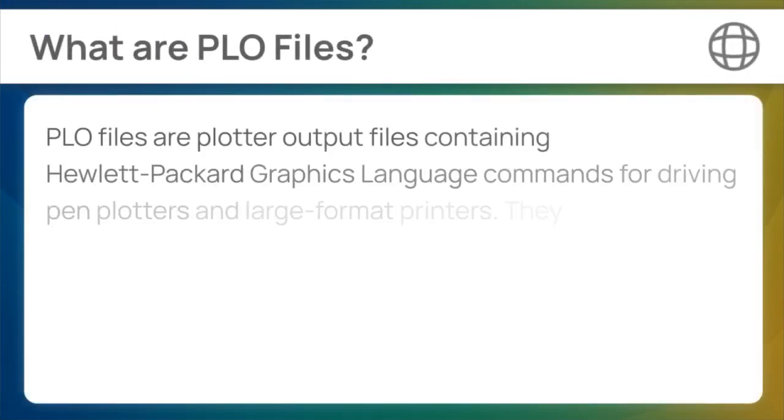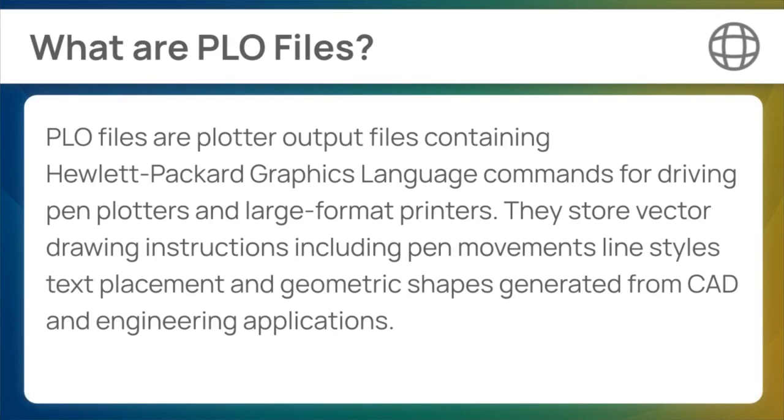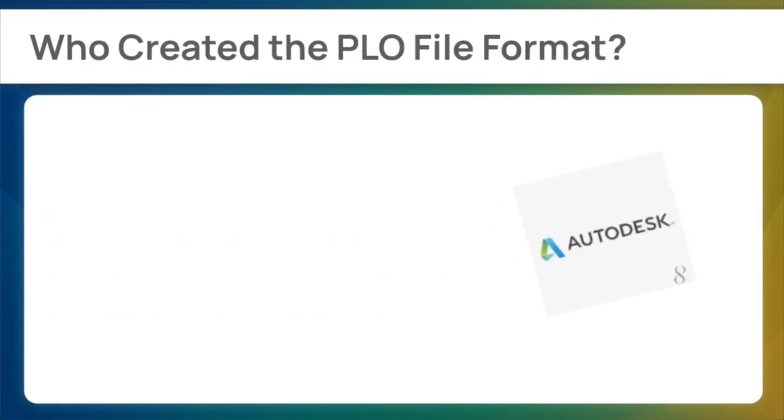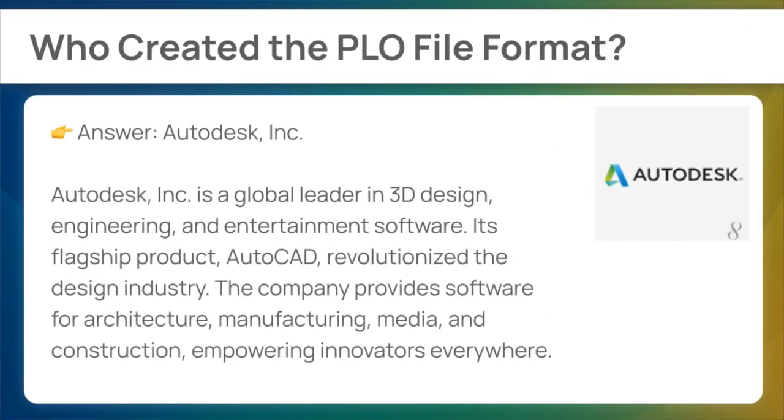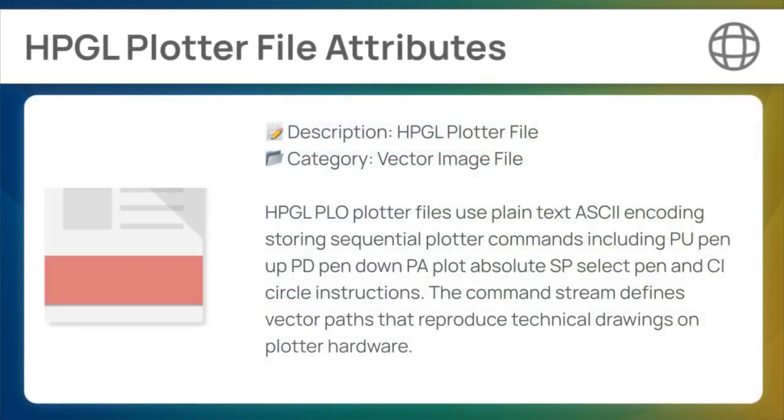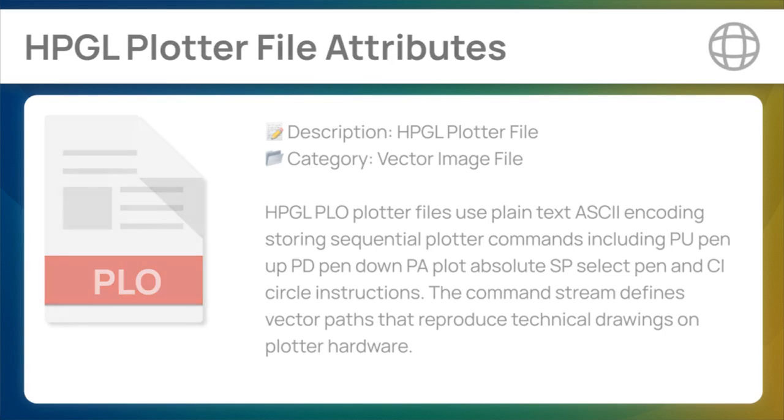PLO files are plotter output files containing Hewlett-Packard Graphics Language commands for driving pen plotters and large format printers. They store vector drawing instructions including pen movements, line styles, text placement, and geometric shapes generated from CAD and engineering applications. HPGL PLO plotter files use plain text ASCII encoding, storing sequential plotter commands, including PU pen up, PD pen down, PA plot absolute, SP select pen, and CI circle instructions. The command stream defines vector paths that reproduce technical drawings on plotter hardware.